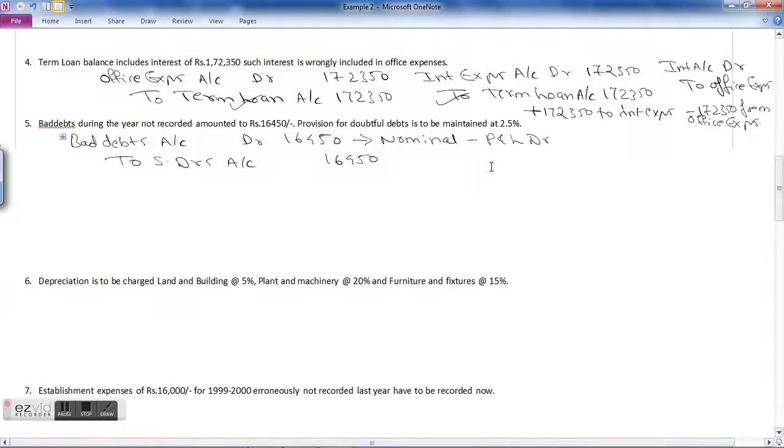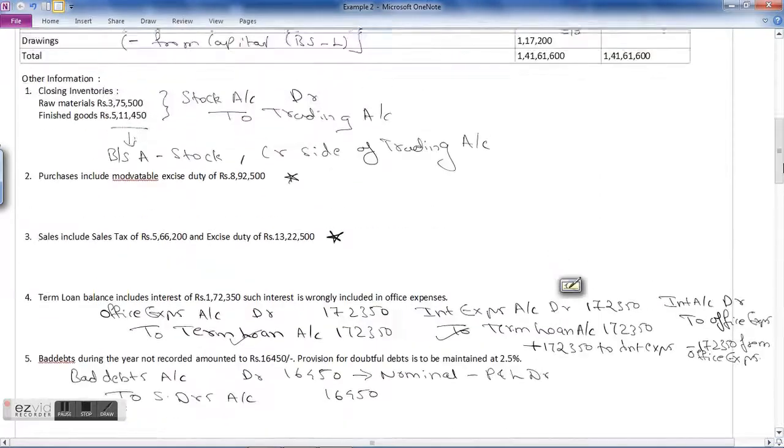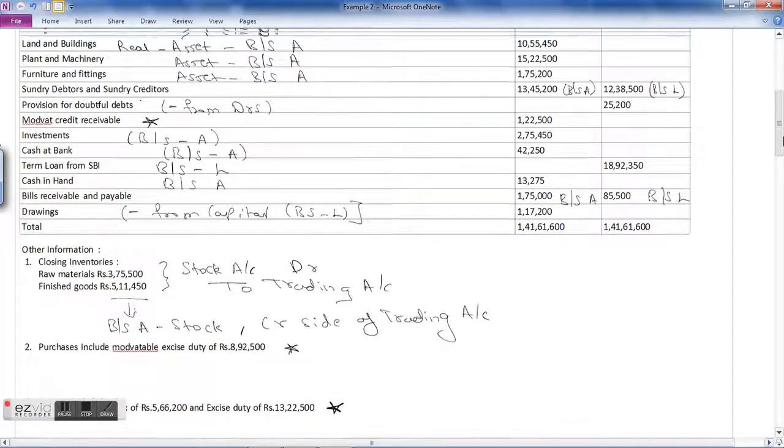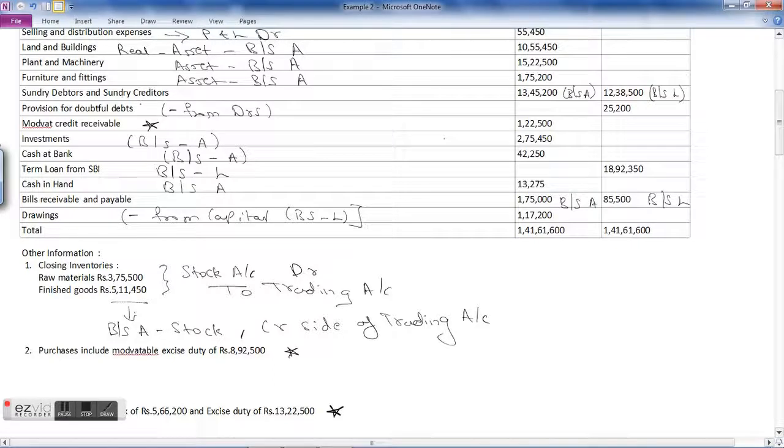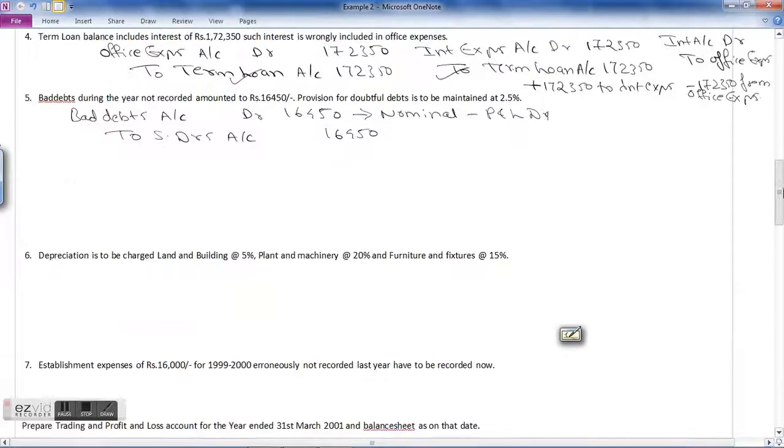Now let's see what is the balance in the debtors account. You can see it here, sundry debtors 13,45,200. So your balance in the debtors, after posting this entry, will be 13,45,200 minus 16,450. So your debtors balance will be 13,28,750.